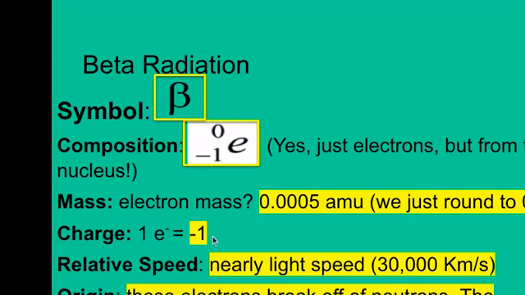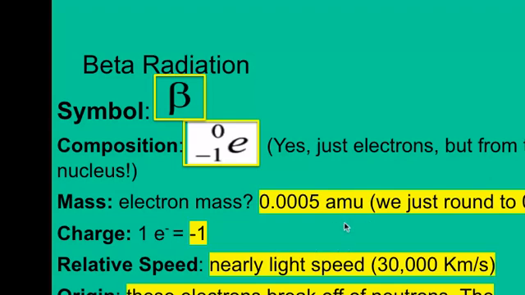Yes? This gets faster than the alpha particle. Relative speed, it's almost light speed, about 30,000 kilometers a second. That's like double the speed of an alpha particle, which makes sense. It's smaller, right? It's going to move faster when it gets kicked out.